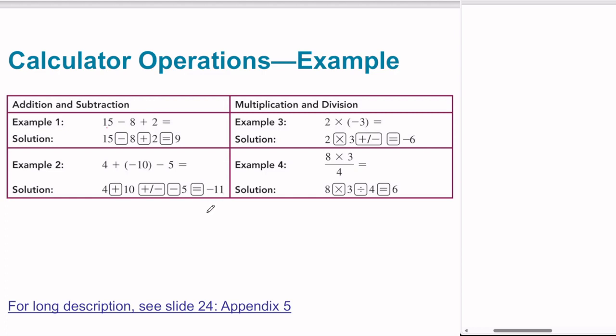You could also just put this in as 4, and then hit the minus button, and then 10 if you understand that you need a negative 10 here, and then the minus button, and then 5, and that should be equal to negative 11.